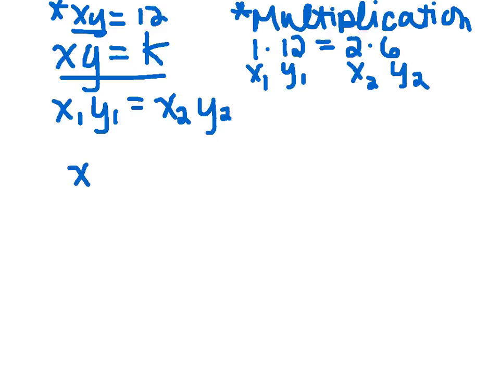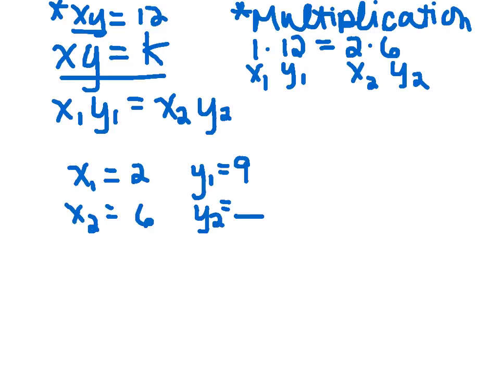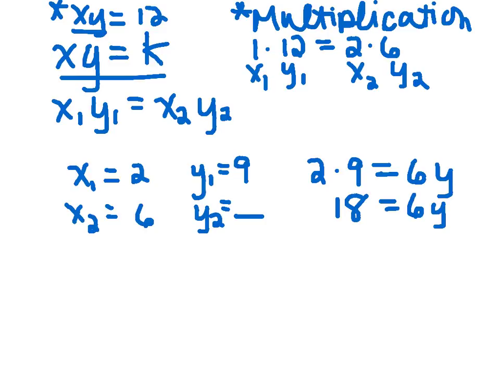So in some of your problems tonight, it might say x sub 1 is 2, y sub 1 is 9, x sub 2 is 6. Well, what is y sub 2? The way you'd set that up is you'd say any x times its y is equal to any other x times its y, and we'll just call it y to make it easy. 18 is equal to 6y, and that means y sub 2 is equal to 3, and this makes sense because 2 times 9 is the same as 6 times 3.